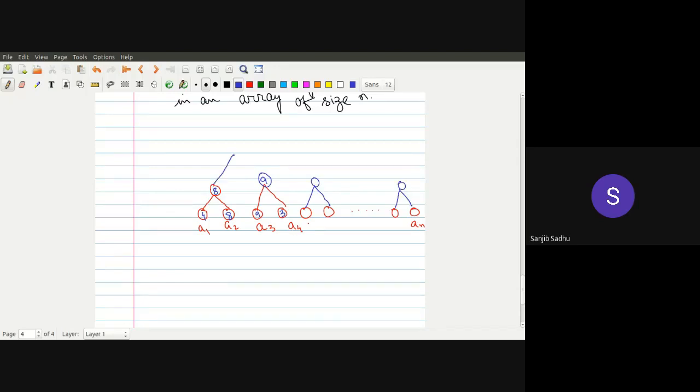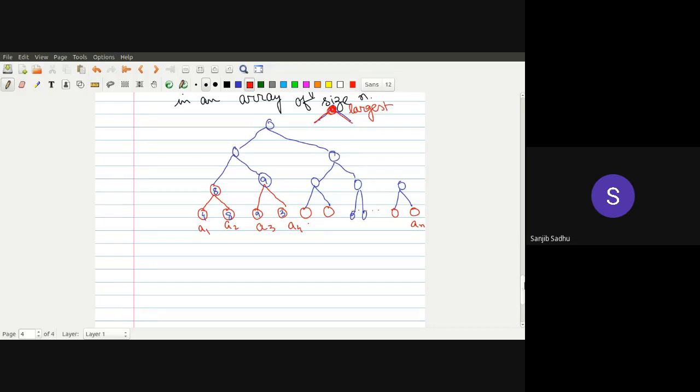Again, you compare these two, and these two on this side, and put the larger here. In this way, you will get the largest of all the elements at the top, at the root. Is it clear? So the largest will occur at the top here. This will be the largest.